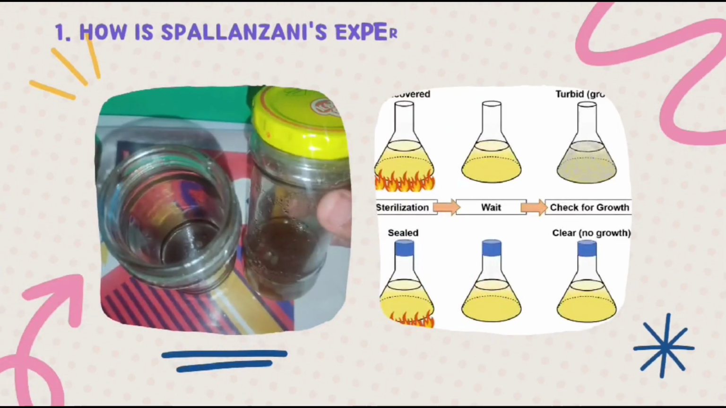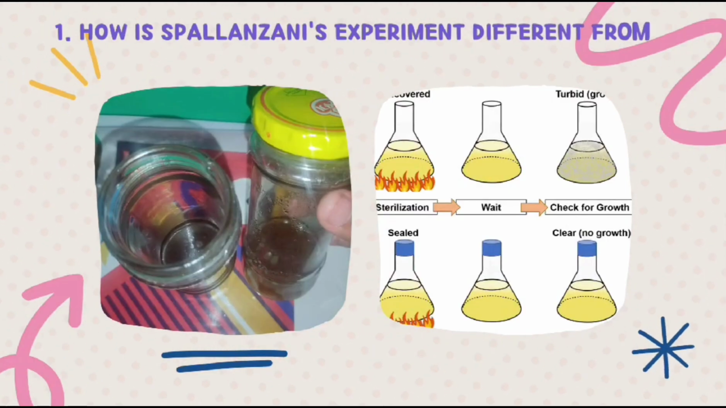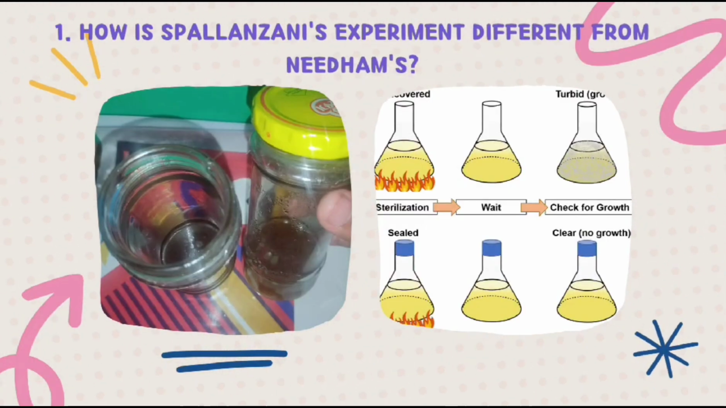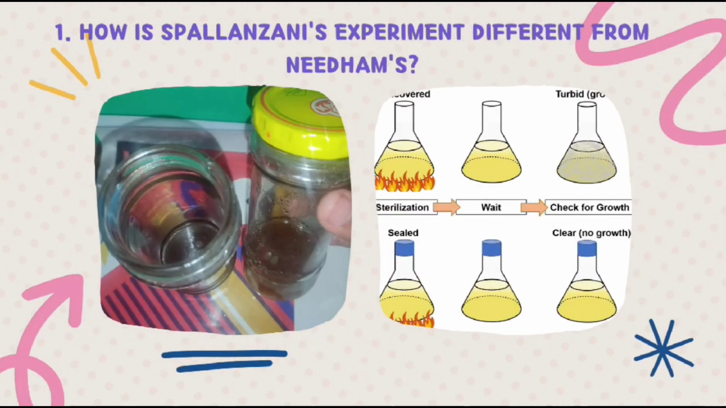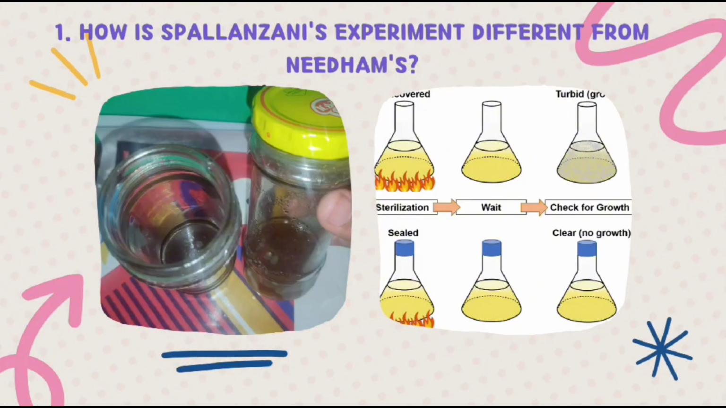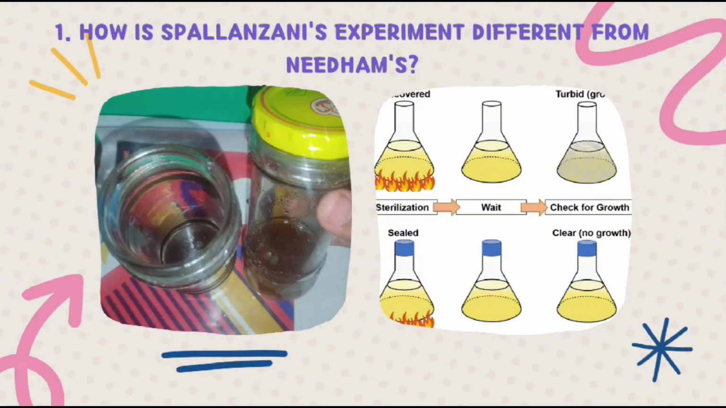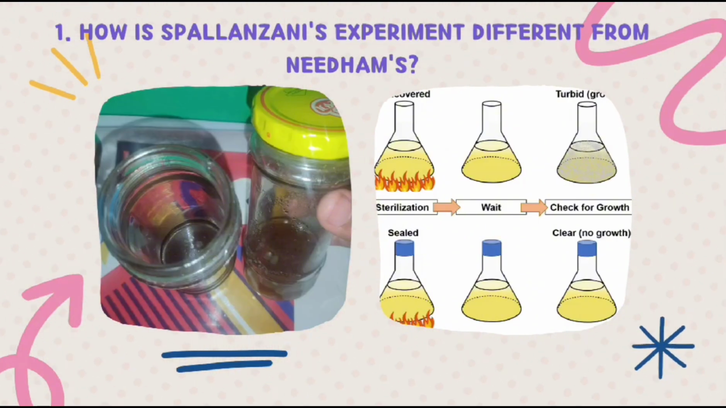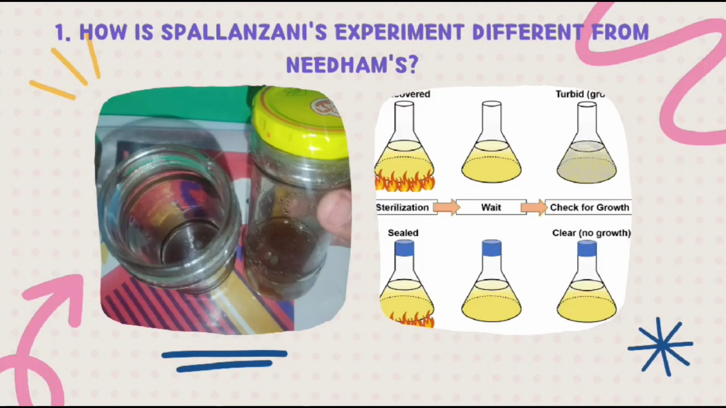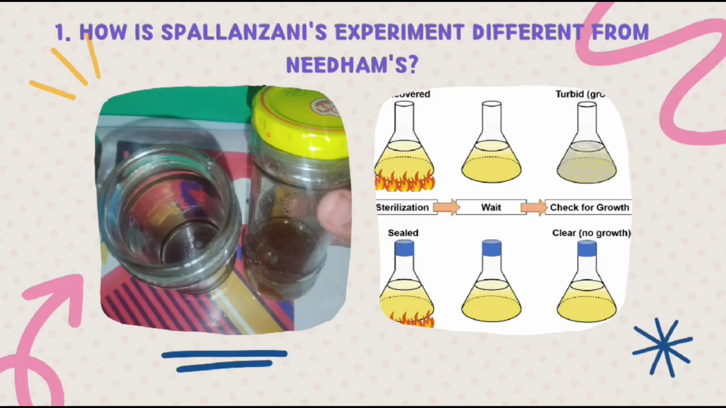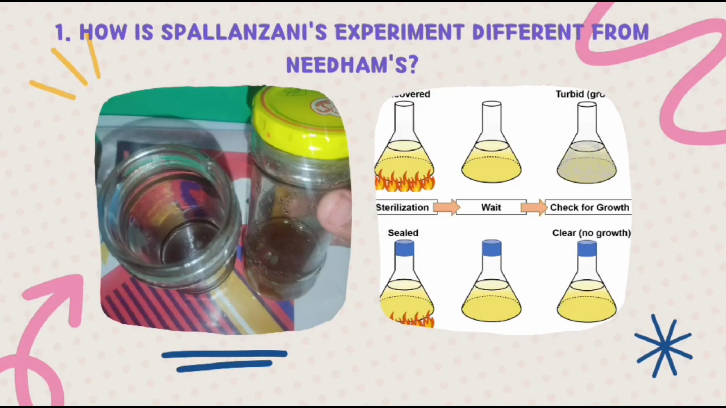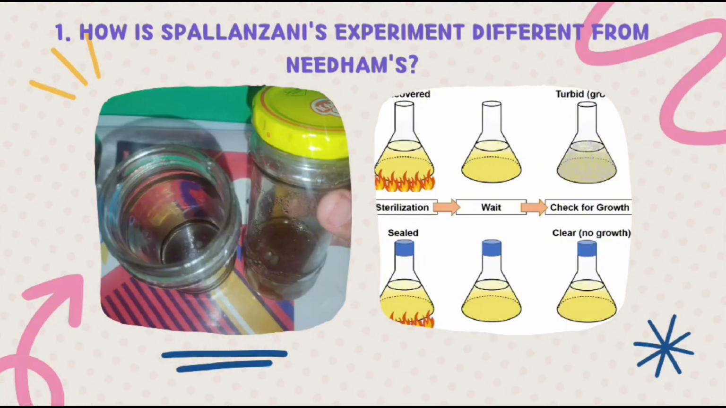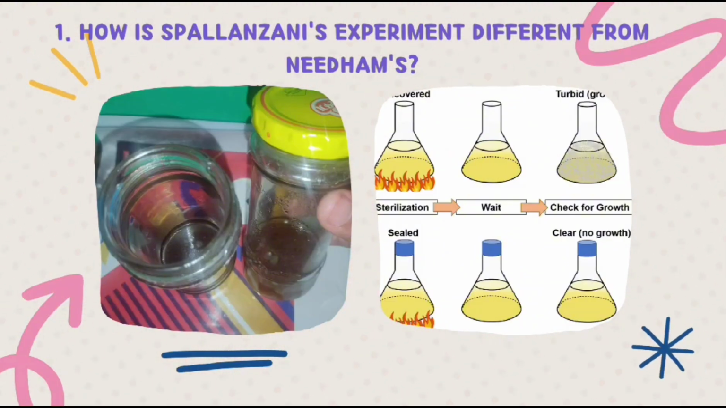How is Spallanzani's experiment different from Needham's? Spallanzani's experiment differed from Needham's in several key ways. Sealing: Spallanzani sealed the flask tightly after boiling the broth, whereas Needham did not always seal them properly. Heating: Spallanzani boiled the broth for a longer time than Needham. Results: Spallanzani's sealed flask remained sterile, while Needham's unsealed flask showed signs of microbial growth.